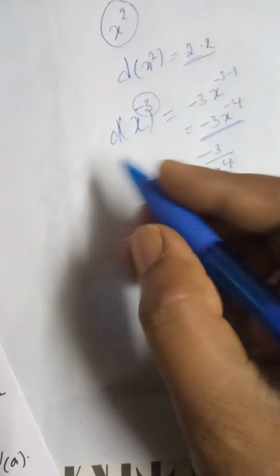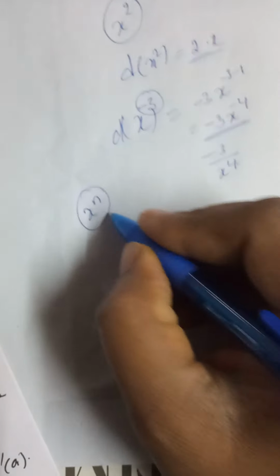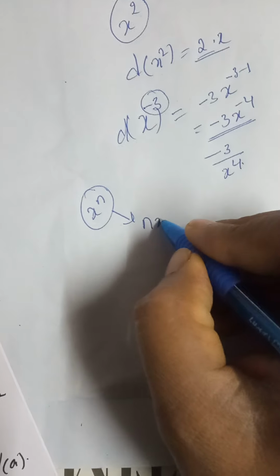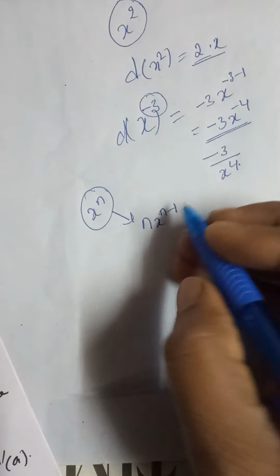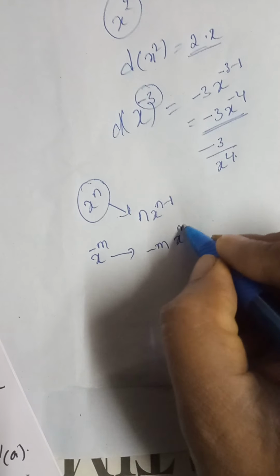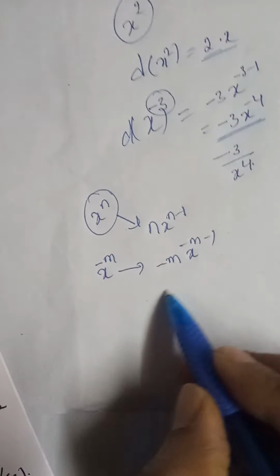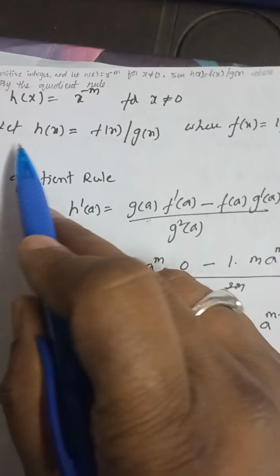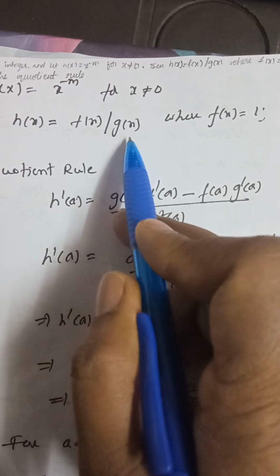What is the general formula? Suppose x power n: the differentiation of x power n is n into x power n minus 1. Similarly, for x to the power of minus m, the differentiation is minus m into x to the power of minus m minus 1. Right? The same thing we are going to do here. We are applying the definition of a derivative.